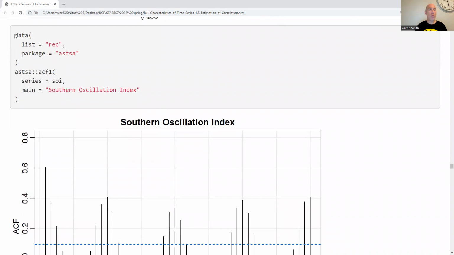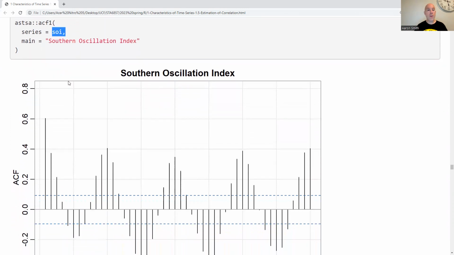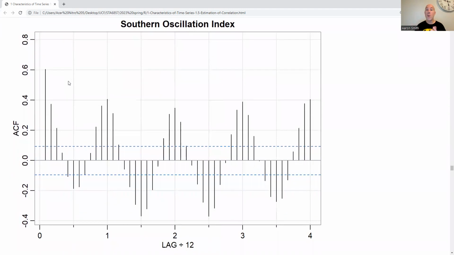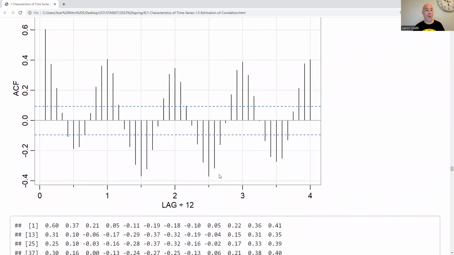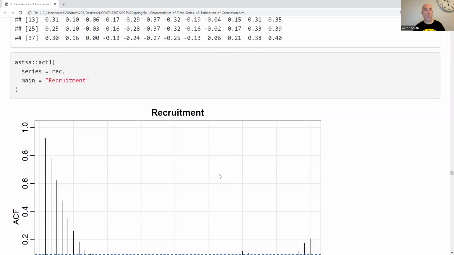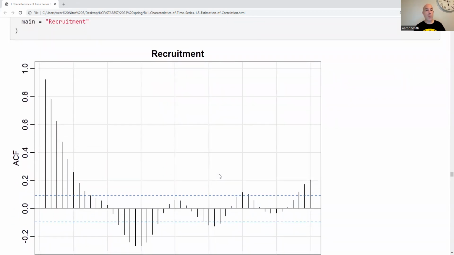First, I'm going to load my data. Then I'm going to look at the autocorrelation function for SOI, and I can see a clear pattern. Once I see this pattern, I know I don't have white noise, so these dashed lines do not apply. Very clear pattern going on here. Now here's recruitment, and once again, we're seeing a pattern coming down.